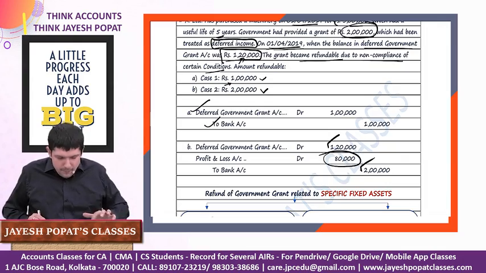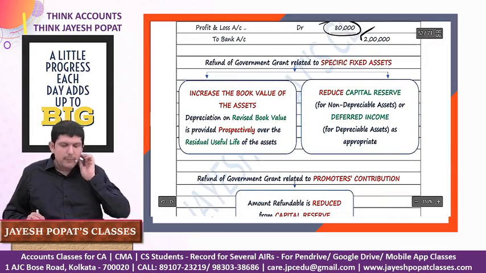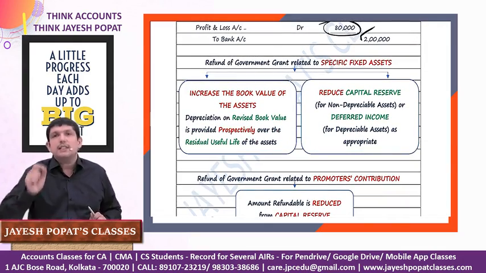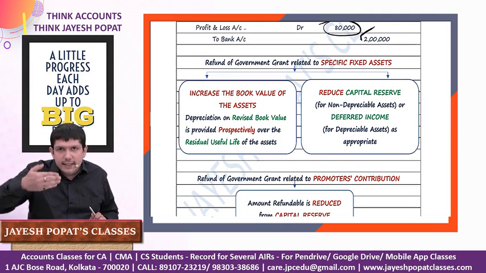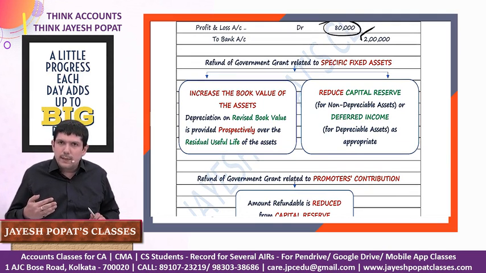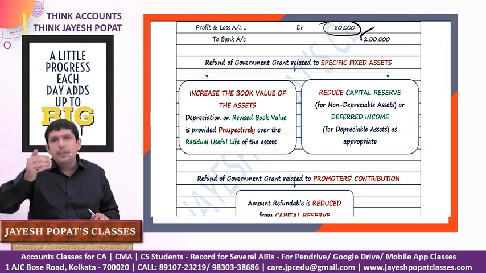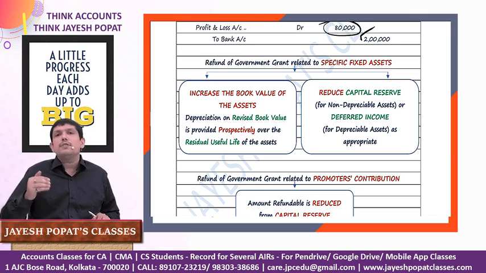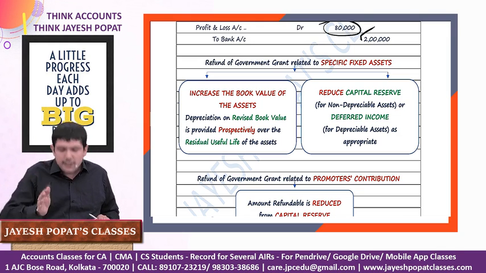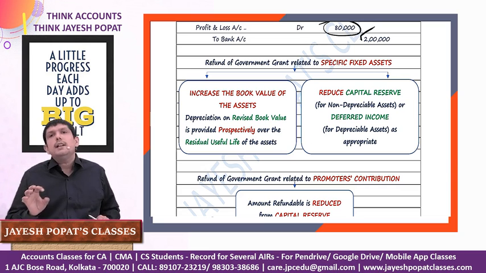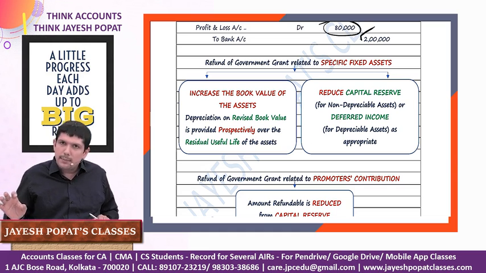Now we'll talk about refund of government grant in relation to a specific fixed asset. So we have already discussed that when we receive the government grant in relation to a specific fixed asset, there are two treatments we need to do. First, either we can reduce the amount of grant that we have received from the book value of the asset, or the second treatment is that if it is a depreciable asset, we'll treat it as a deferred income, and if it is a non-depreciable asset, we'll credit it to the capital reserve.